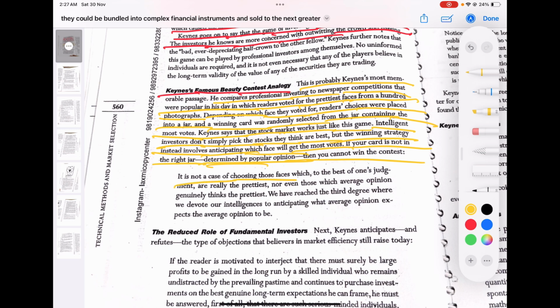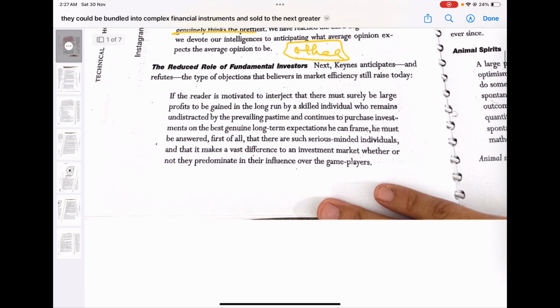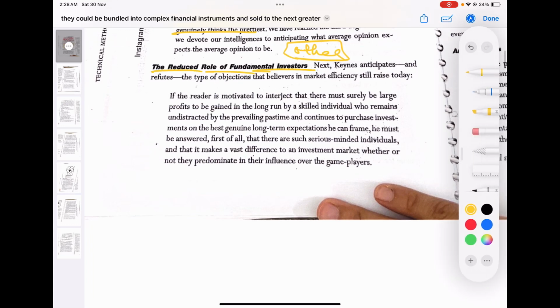It is not the case of choosing those faces which, in one's best judgment, are really the prettiest, nor even the average opinion. You need to choose the ones which you think other people will have this particular opinion about, right? The reduced role of fundamental investors.